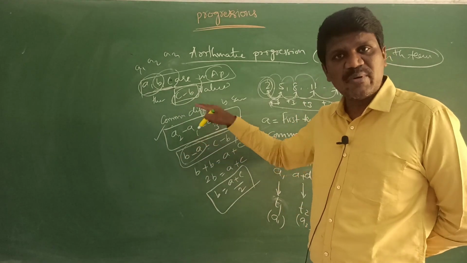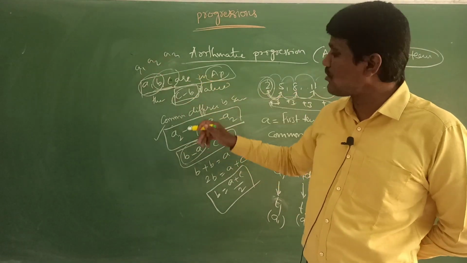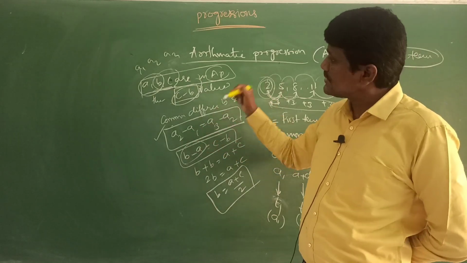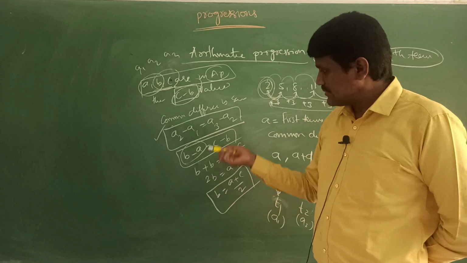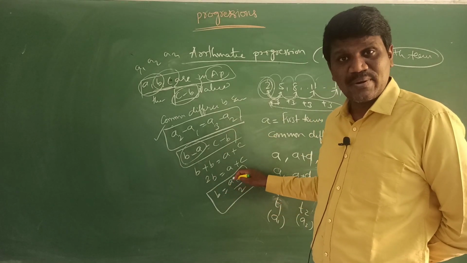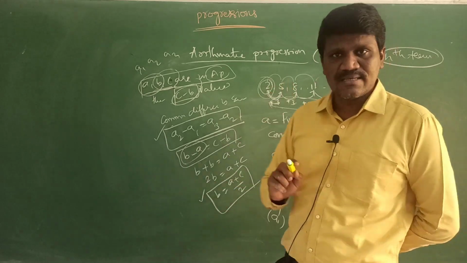This is for common difference. Whenever three terms are given, if the common difference is A2 minus A1 is equal to A3 minus A2, then the series will be in AP. The next one they may ask, what is the B value? B is equal to (A plus C) by 2. So this is the second one.